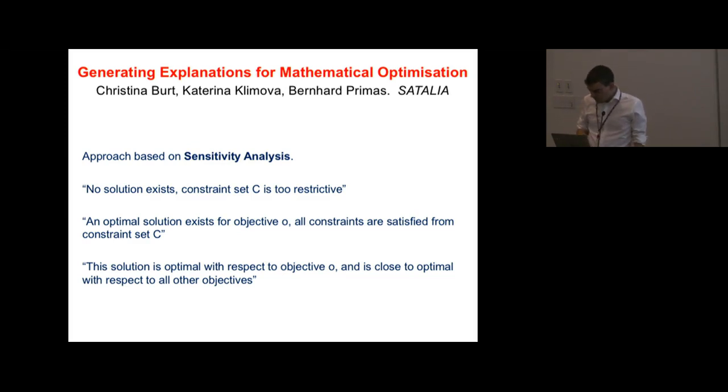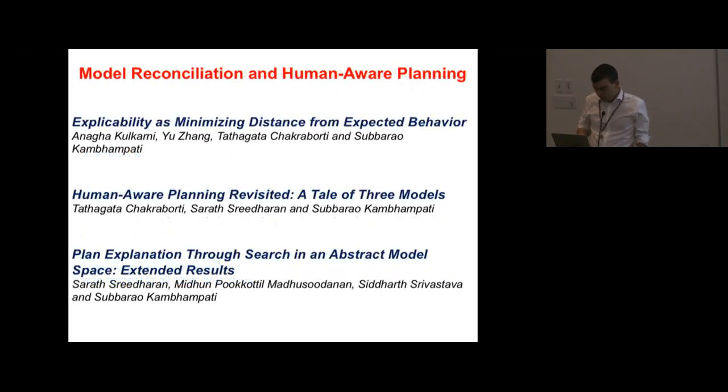Then there is a nice line of work from Subbarao Kambhampati's team, and they are focusing on cases where I have a model of the world, but the robot has got a different model of the world. The problem of explanation there becomes how to reconcile or reduce the differences between my model and the robot model, so that we can come up with an understanding of why the robot plan is different from what I would expect.